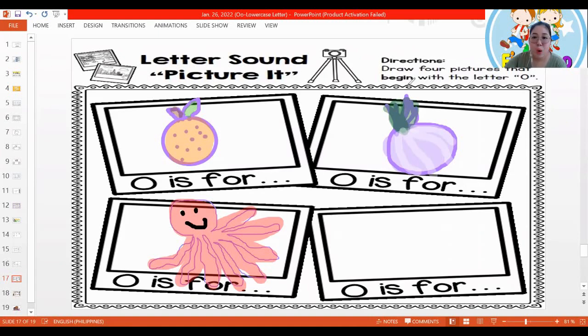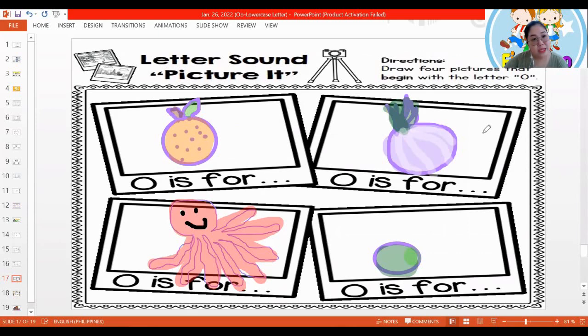And the last one that I want to draw is an olive. So olives are green. So let's draw an oval. Let's then color our olive green. Okay, so I have O for orange, O for onion, O for octopus, and O for olive.